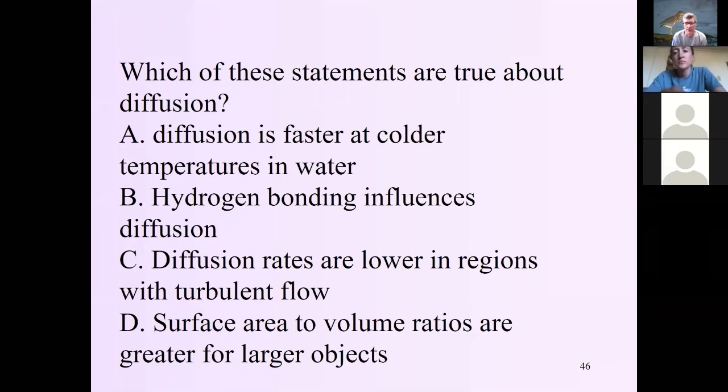It's pulling them together, right? It's causing them to be sticky. So you're going to have less mixing, essentially, with more hydrogen bonding. So B is correct. Diffusion rates are lower in regions with turbulent flow. That is incorrect, right? Turbulence, remember, is eddy diffusion, or eddy transport, and it's 100,000 times faster or something like that.